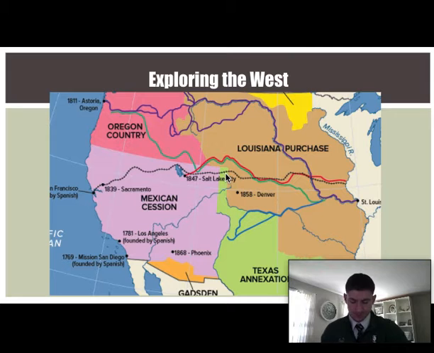Gaining new lands. During the late 1800s, the United States made its last land acquisitions. The first new territory gained was Alaska in 1867. The United States purchased Alaska from Russia for just over $7 million. The future state was so large that the cost was only about 2 cents per acre.